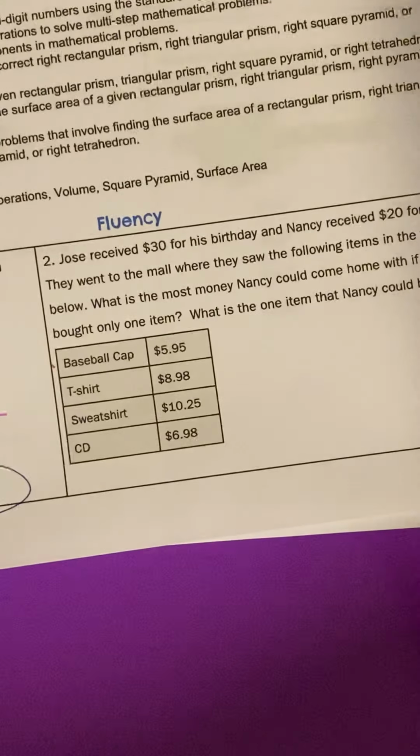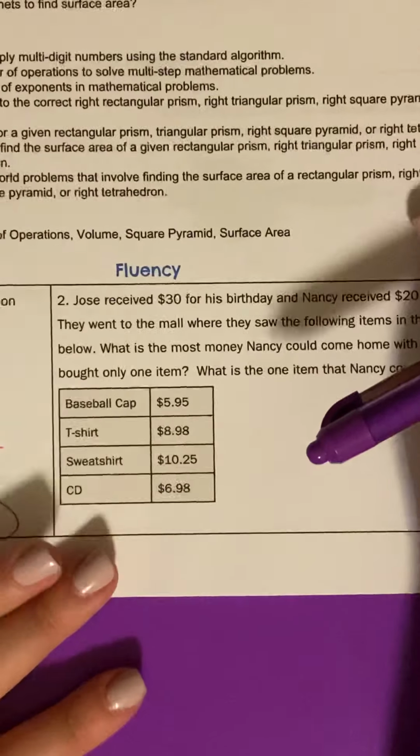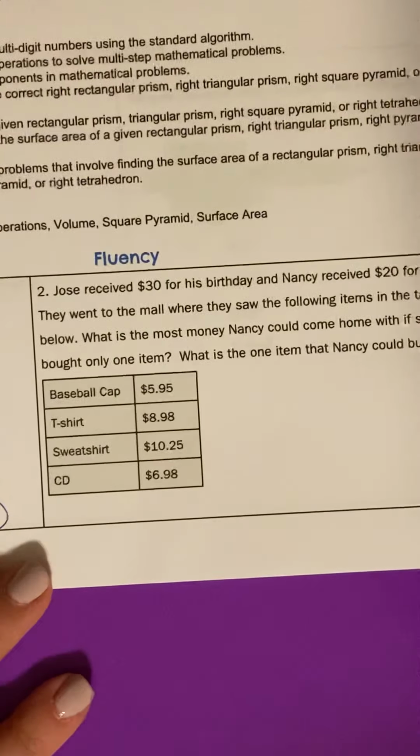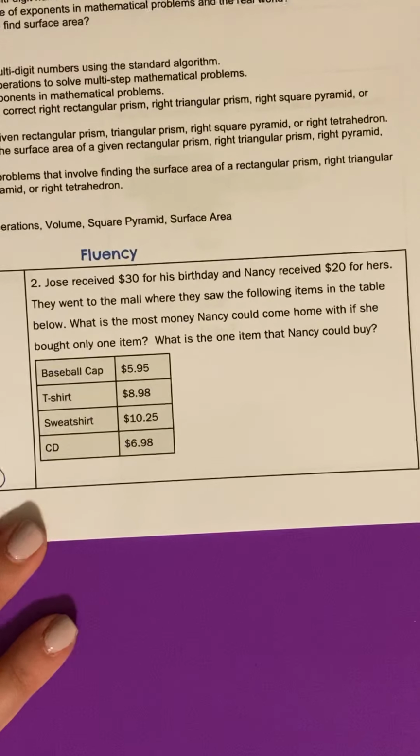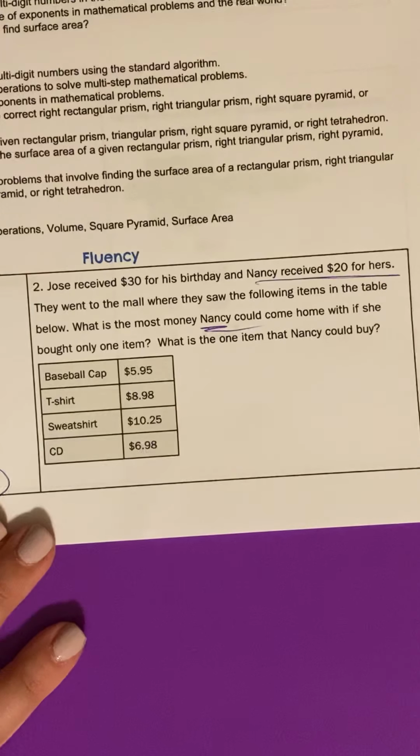Number two, I need to zoom out just a little bit there. Number two, Jose received $30 for his birthday. Nancy received $20 for hers. They went to the mall where they saw the following items in the table below. What is the most money Nancy, so we're gonna look at Nancy, she received $20, the most money that Nancy could come home with if she bought only one item. And then it says, what is the one item that she could buy?